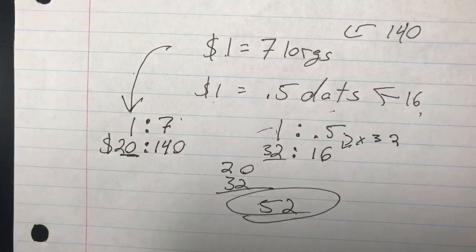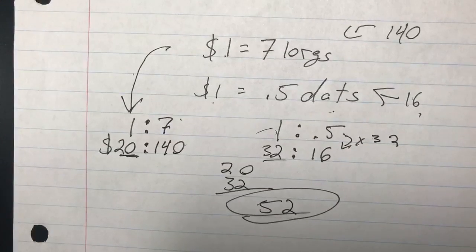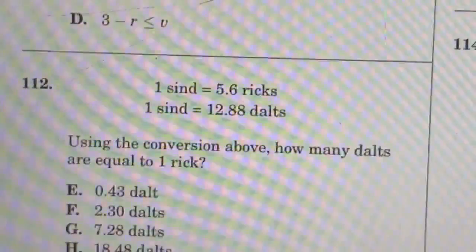Let's see here. Last one. Okay, here we go, dude. So here's the last type of currency problem that you'll see on the SHSAT. This is how they do it.